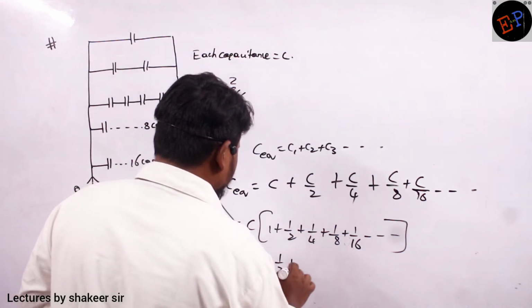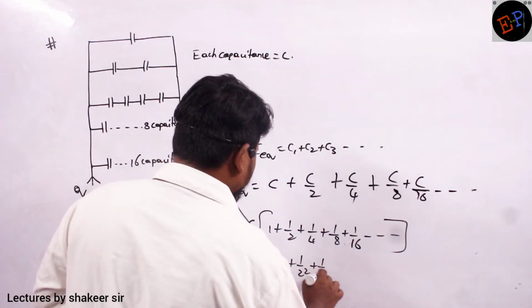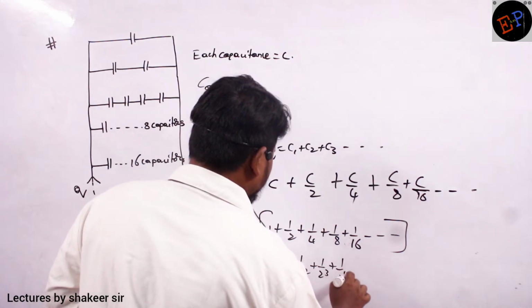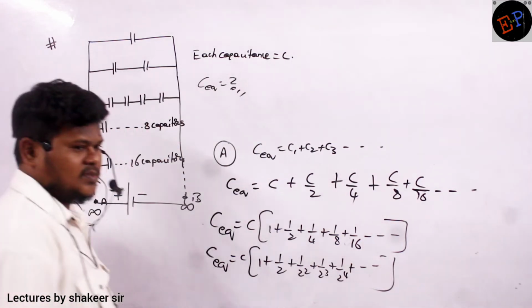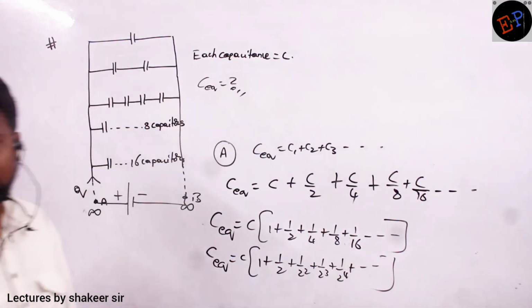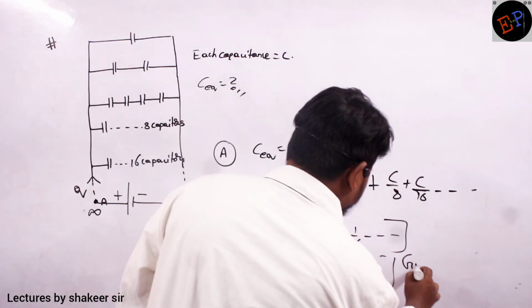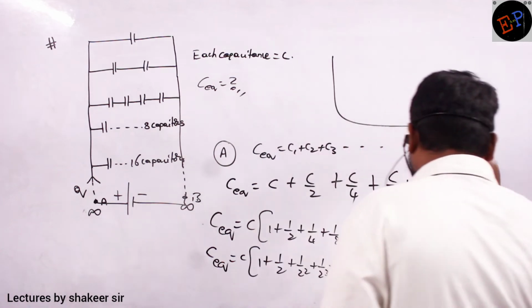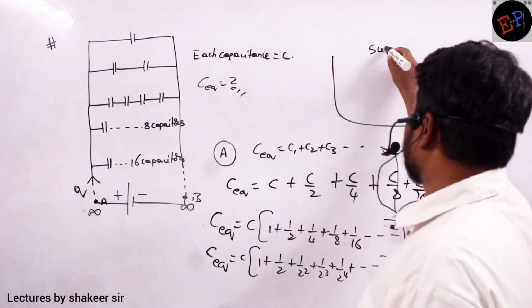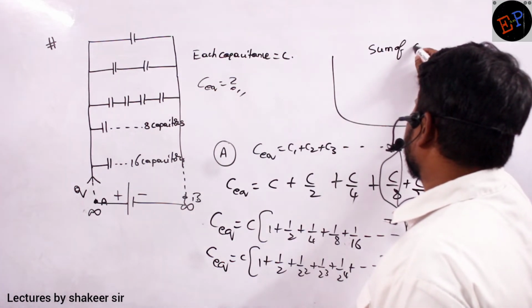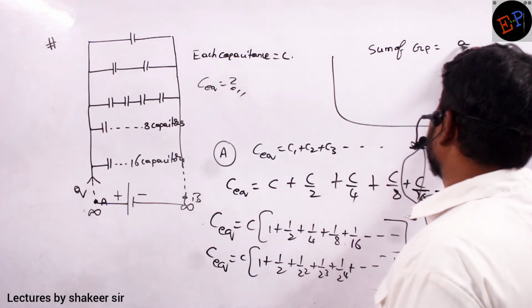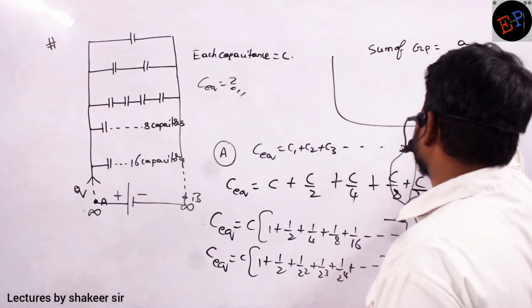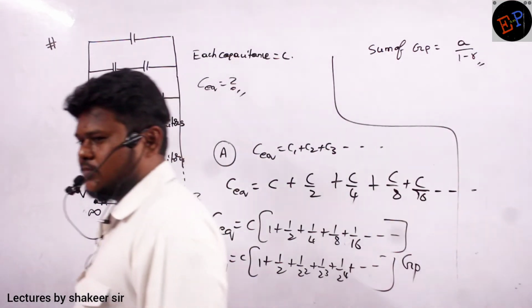So C equivalent, I can write C into 1 plus 1 by 2 plus 1 by 2 square plus 1 by 2 cube plus 1 by 2 power 4, and it goes on like this. So this is what kind of progression? Geometric progression. And how to find the sum of a geometric progression? Sum of geometric progression is equal to a by 1 minus r. This is the formula.